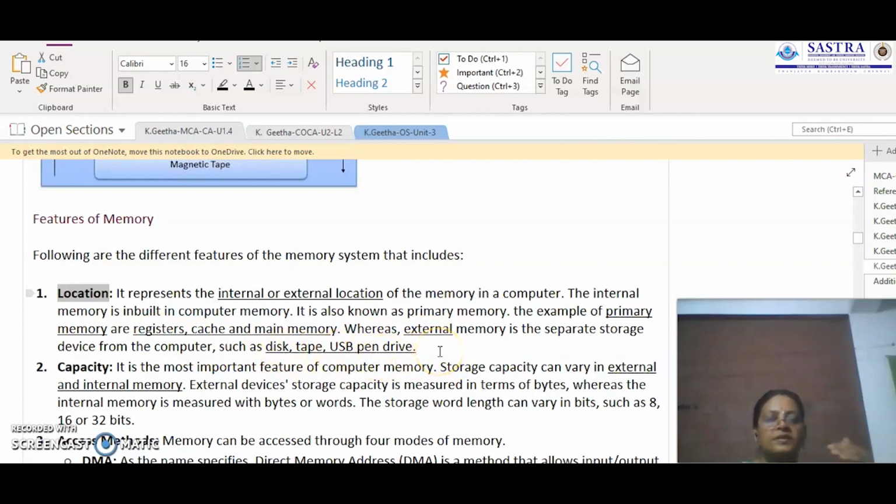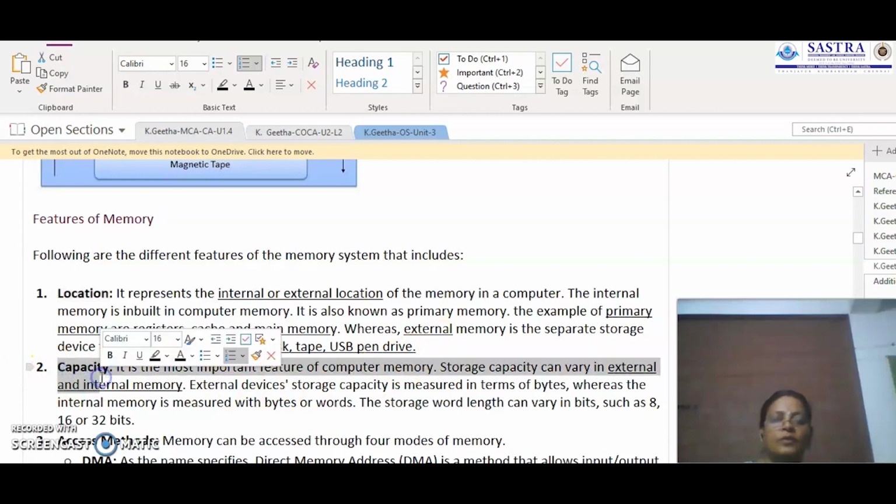All the registers, the cache memory and the main memory are identified as internal memory, and they are all volatile in nature. What we mean by volatility is that if the power is not there, the content will be lost. So this comes under the category of temporary storage, whereas the remaining memories have permanent storage, and they are all non-volatile.